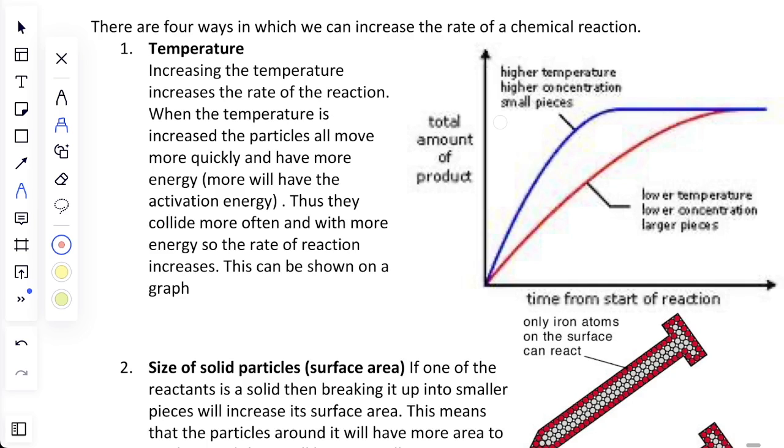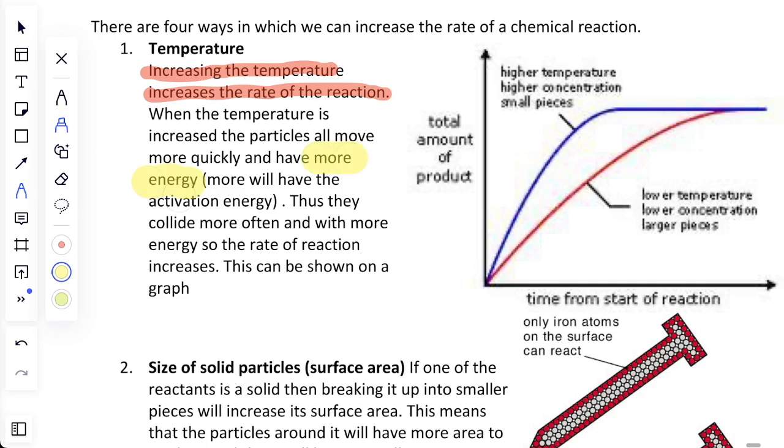Now, increasing the temperature. When we increase the temperature, it increases the rate of the reaction. Very vital part here: you increase the temperature, the rate of the reaction increases. When the temperature is increased, the particles all move more quickly and will have more energy. The next vital part you need to understand: more energy.